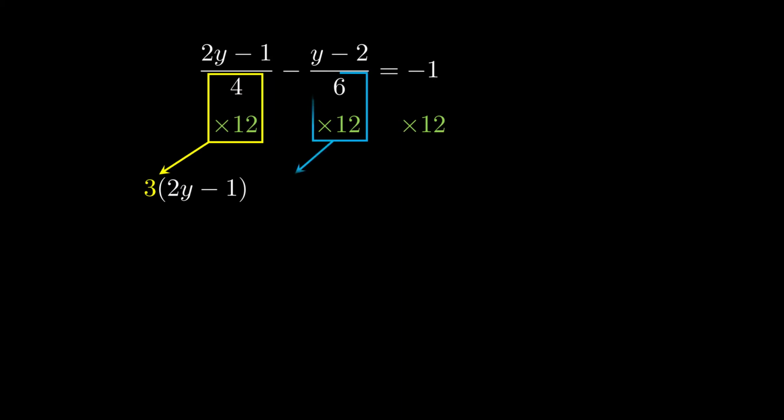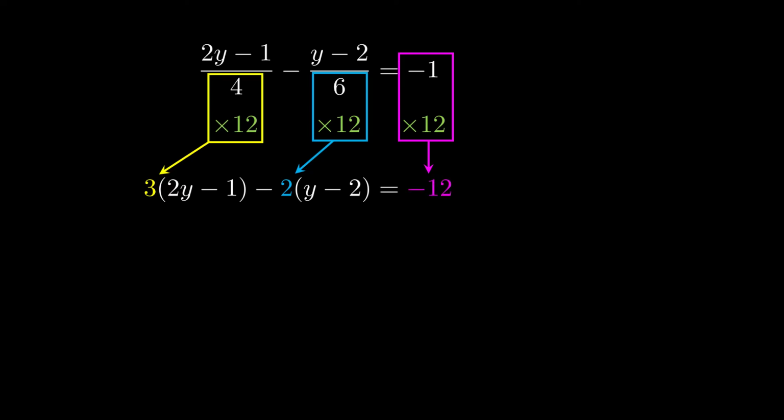Likewise with the second fraction, what's the effect of times 12 on the over 6? Well, 12 divided by 6 is 2. So we get a factor of 2 appearing, a multiple of 2 appearing, outside of the y minus 2 in brackets. Now the most common mistake I think I see in this one is people forget to multiply the negative 1 by 12 as well, but you got to make sure you do that. And so that just becomes negative 12.